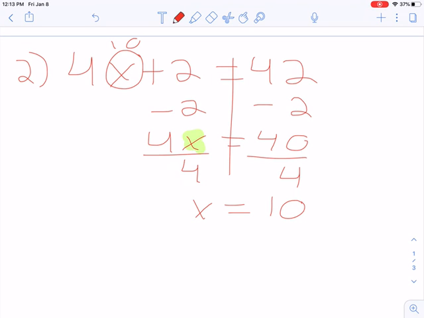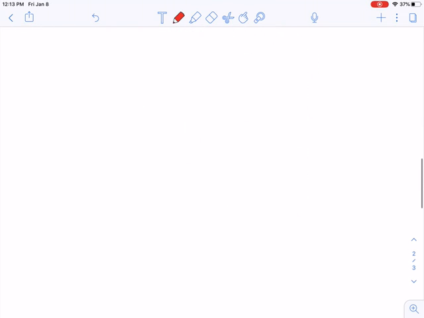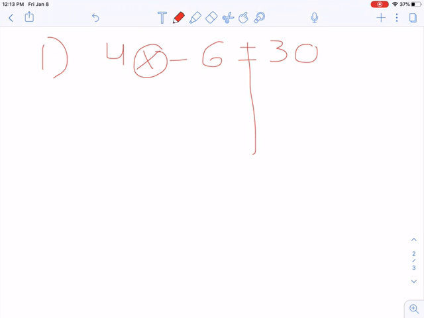All right, then let's do one more. We're going to call this one number 3. I'm going to use 4x minus 6 equals 30. Now this one looks a little bit different in that in the past I've been adding. This time I'm going to subtract 6. I draw the line, I circle the variable. The opposite of subtracting 6 is adding 6 to both sides. I get 4x equals 36.